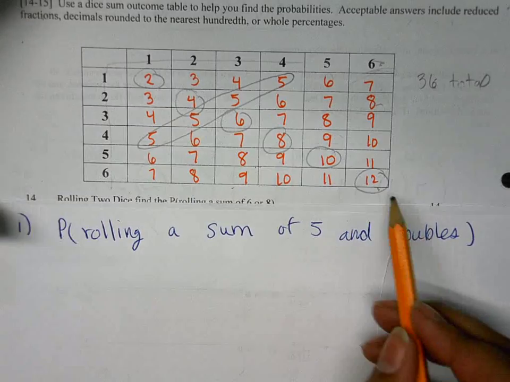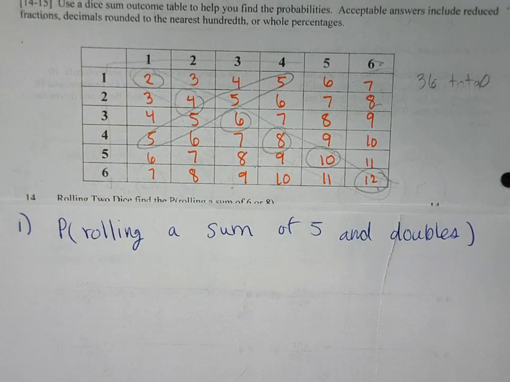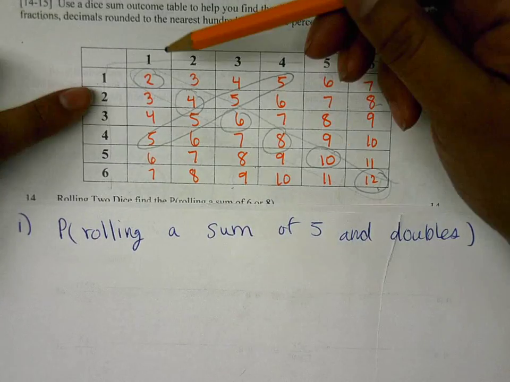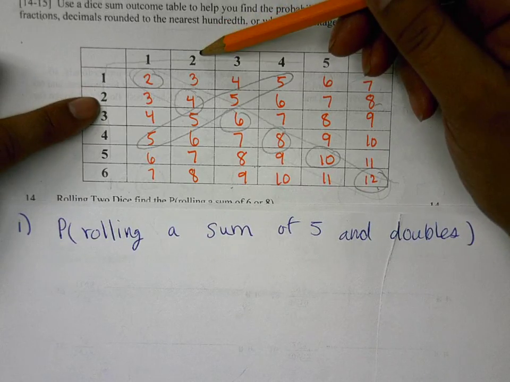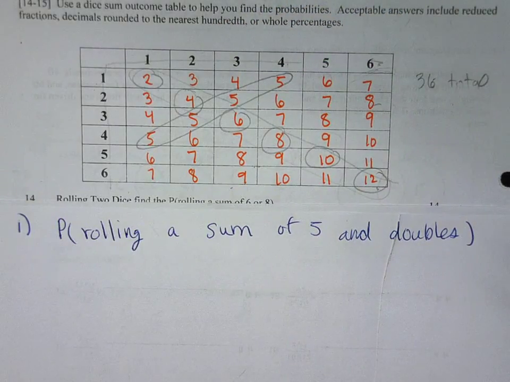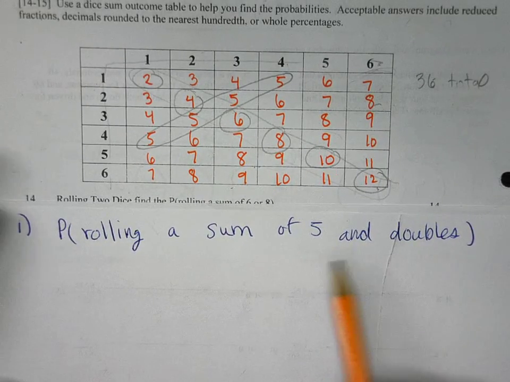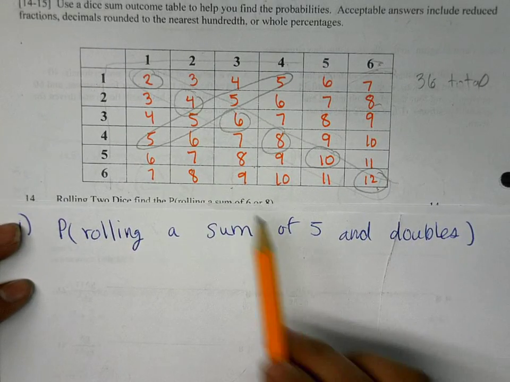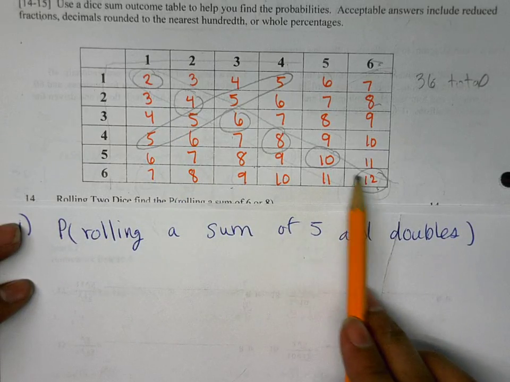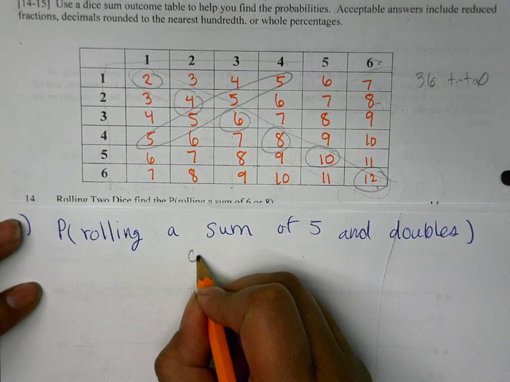Do you agree this diagonal across this way are the doubles? Why are they equal? Because it's rolling a 1 with the 1, a 2 with the 2, a 3 with the 3, a 4 with the 4. All right. Do they overlap? Yes. Is it possible to roll doubles and the sum being 5? No. You can see 2, 4, 6, 8, 10, 12. None of them overlapped with the 5. So what's the answer here? 0.